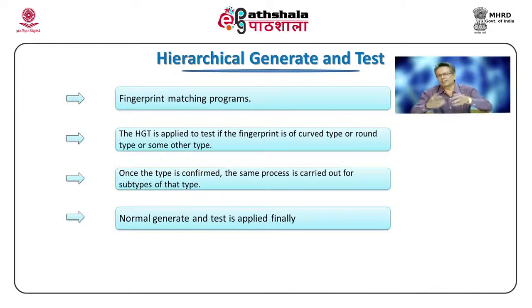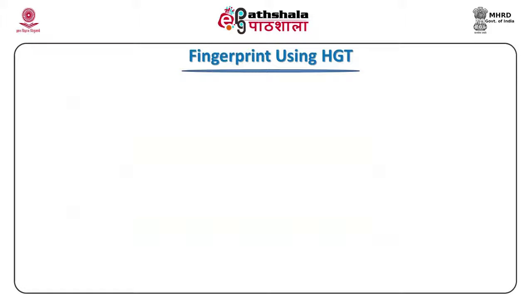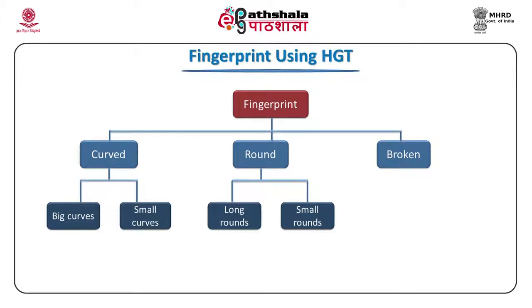So the normal generate and test is applied only when the classification is done. But again, for the classification also there is a generate and test. The first generate and test is to find out which class the sample belongs to, and then the next generate and test is to figure out what subclass the sample belongs to. This slide talks about one example. Fingerprints can be divided into curved and round and broken and all that. Then curved can have big curves and small curves, and round can have long rounds and small rounds, and so on and so forth. Okay.